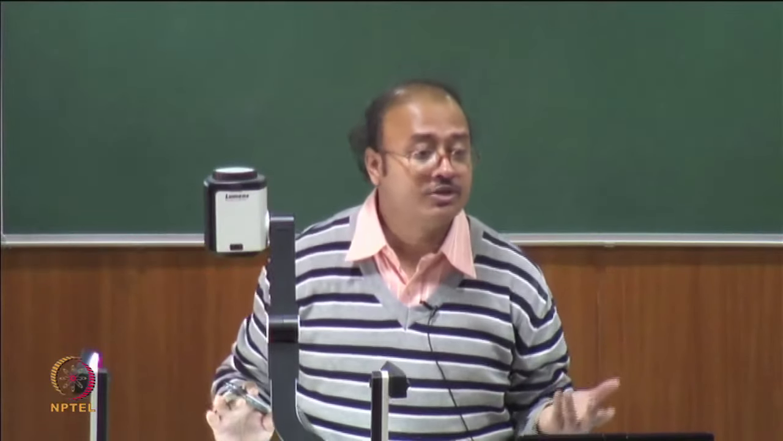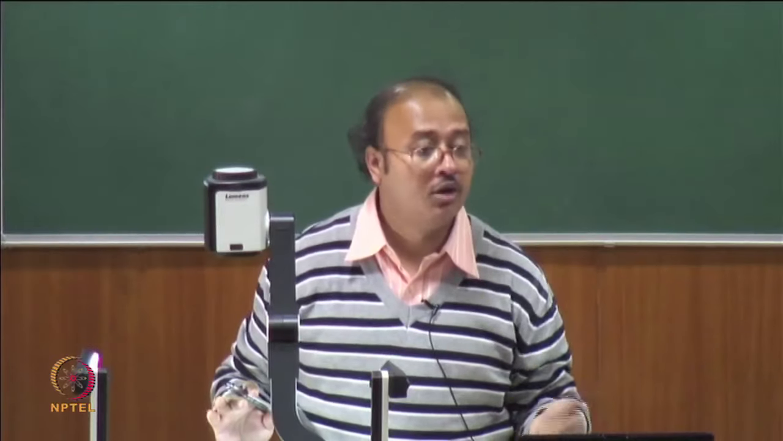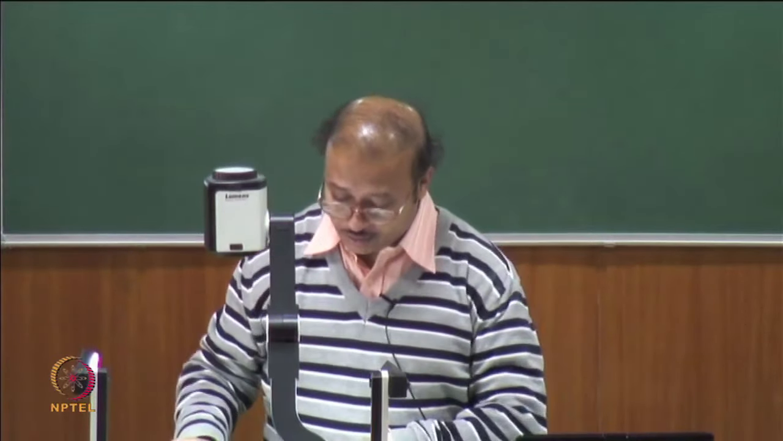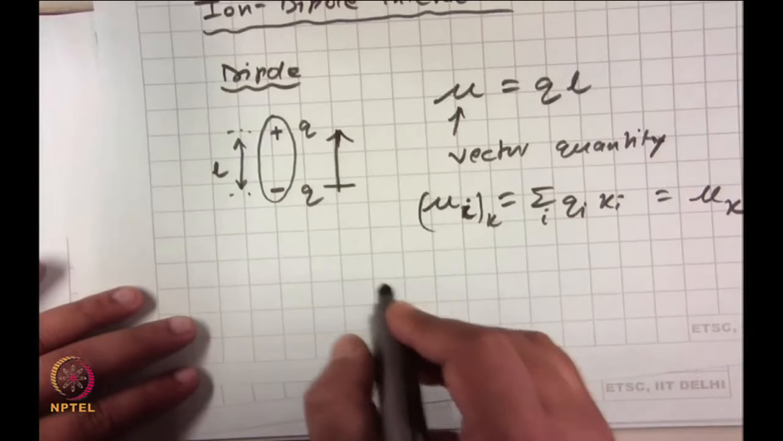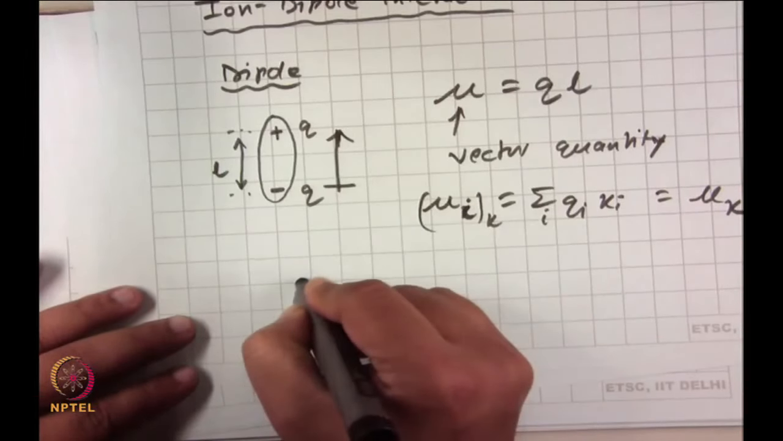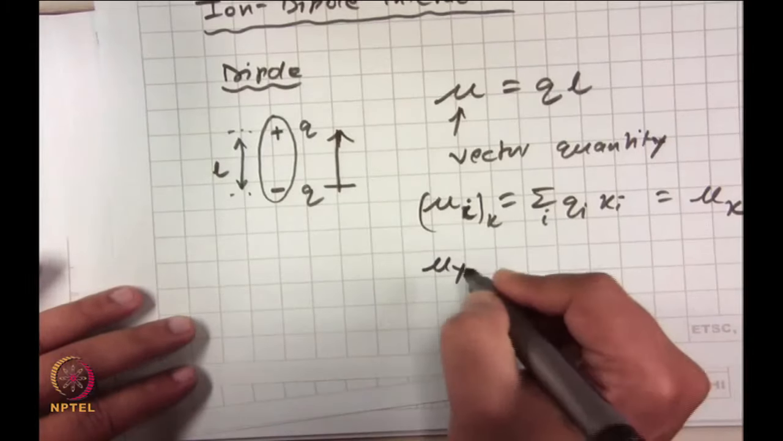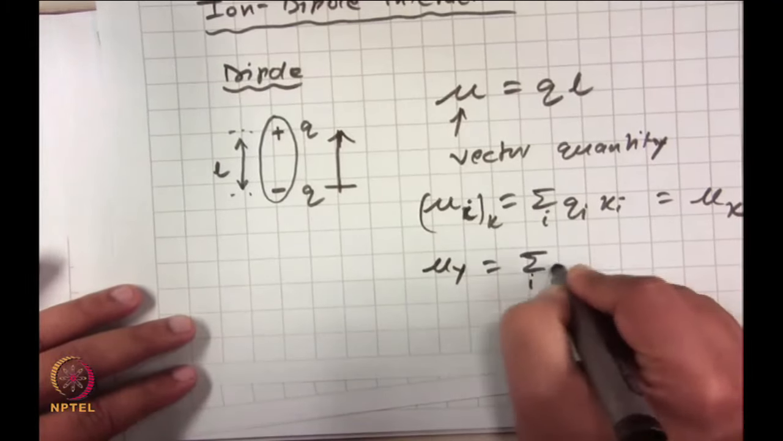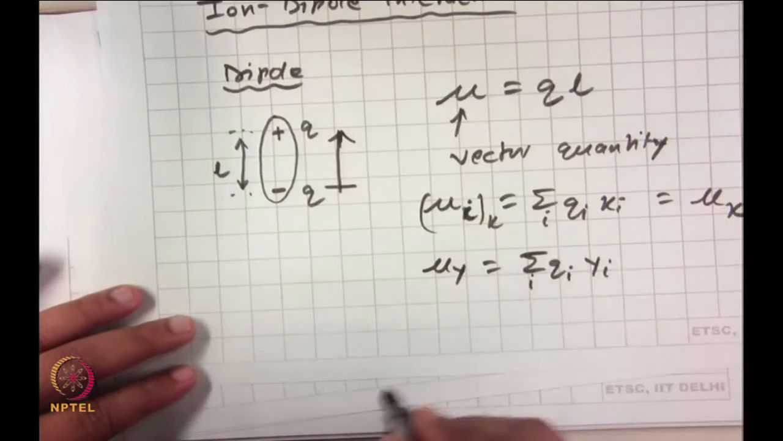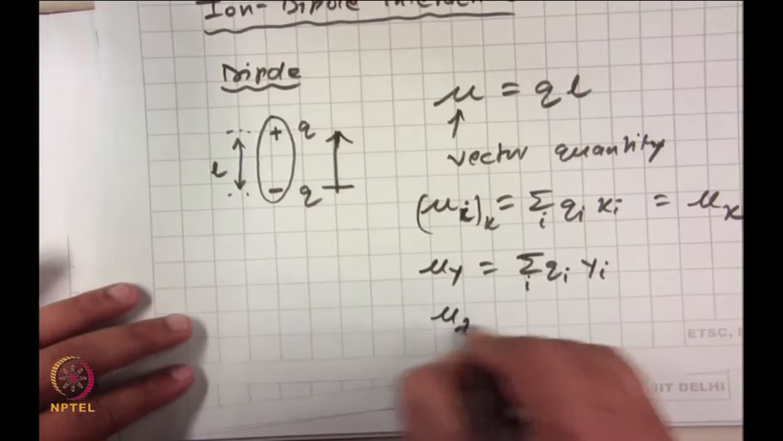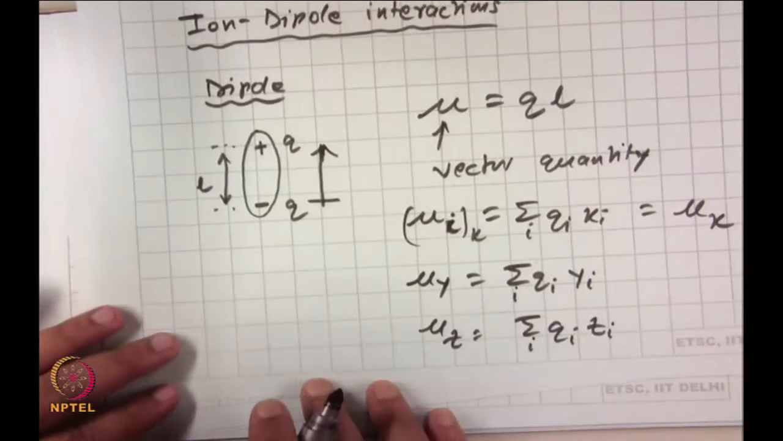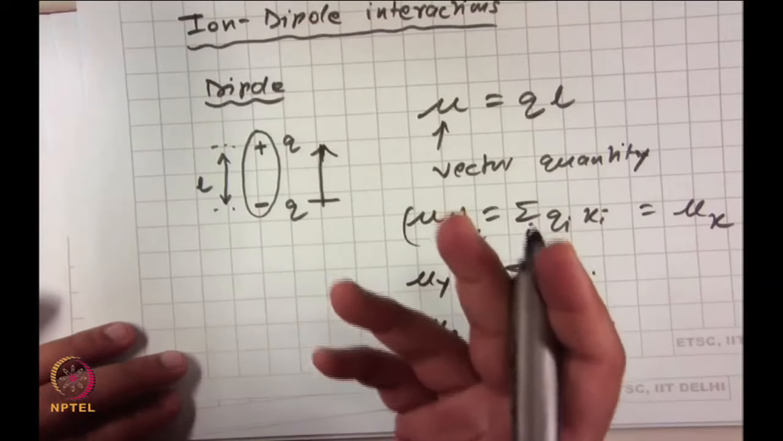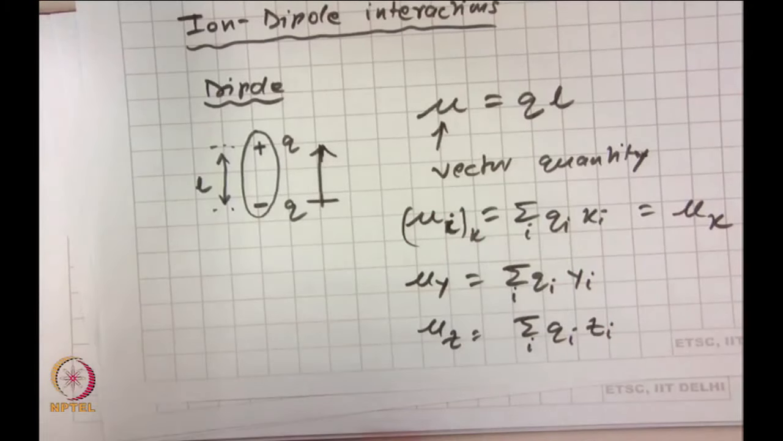But when you are talking about a 3-dimensional system, you are not going to have only x, you are going to have y and z. So, then what I can write is mu y would be equal to sigma i q i y i, and similarly mu z would be sigma i q i z i. So again x, y and z are the coordinates respectively, and those are the directions you are looking at for your dipole moments. So, this is mu x, mu y and mu z.